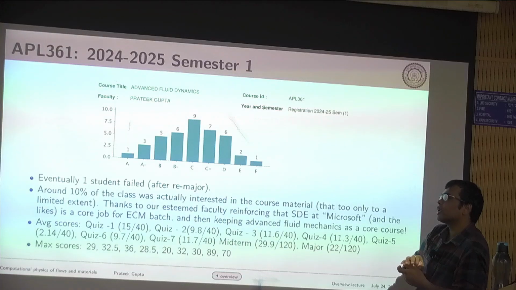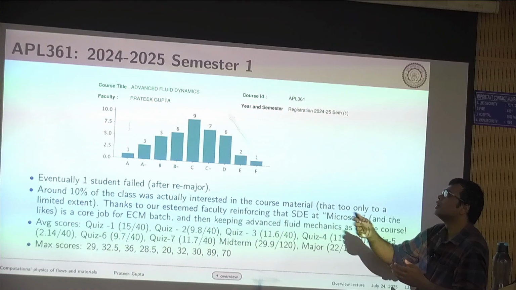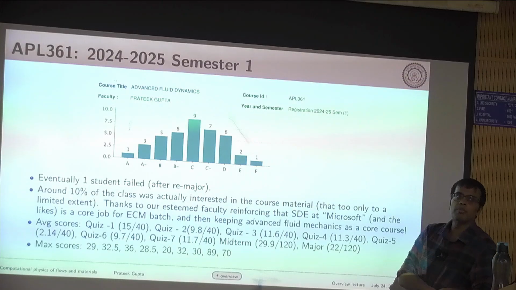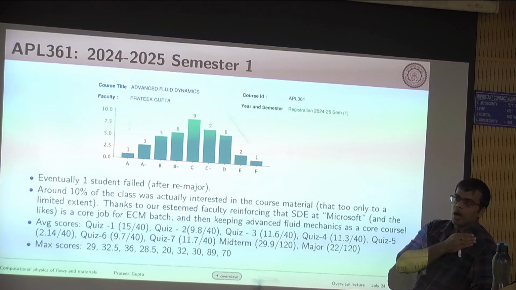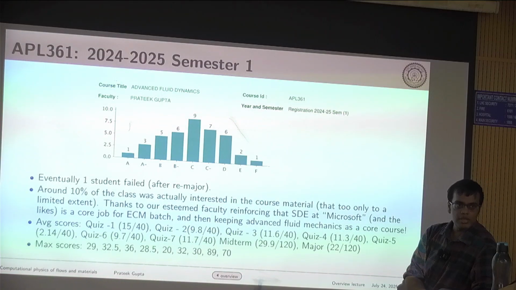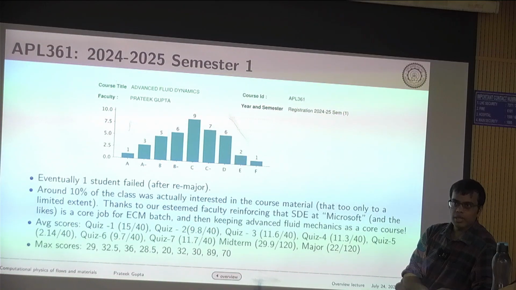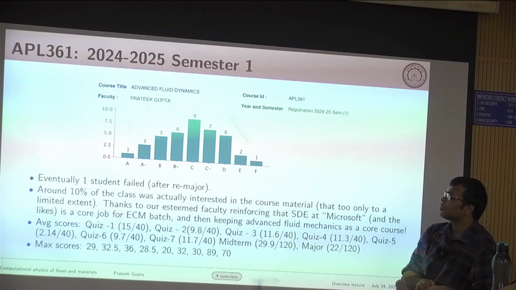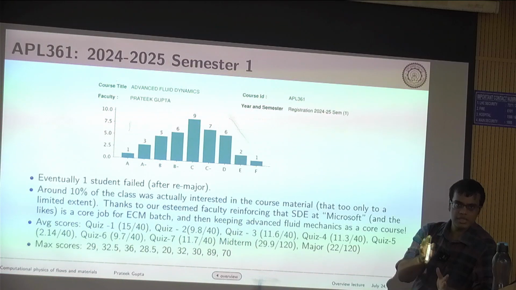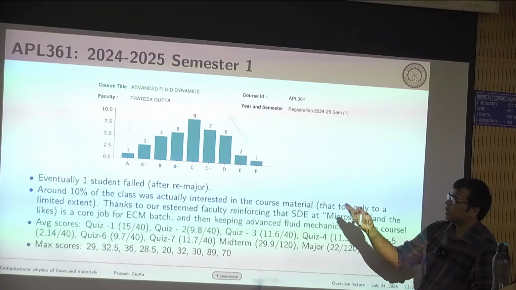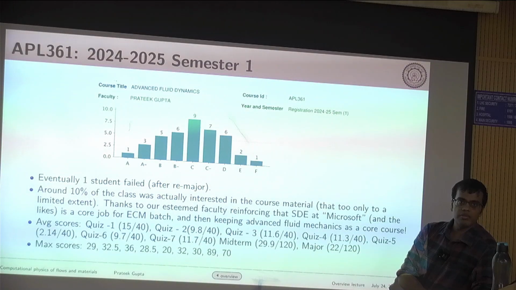Around 10% of the class was actually interested. The percentages I am giving are based on the average attendance throughout the semester. Okay. So, in the first installment of this course, it was around 6, 7 out of 40. This time it was less than 5 or 4.